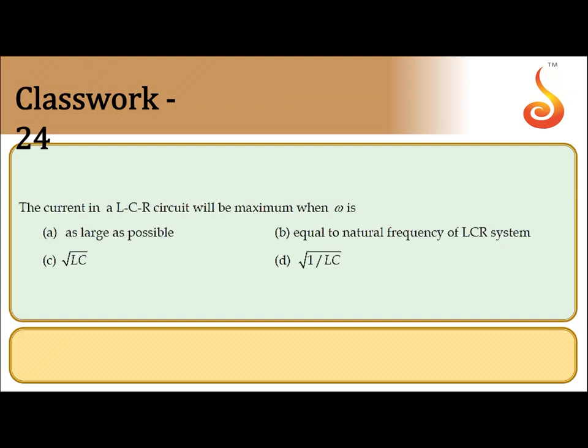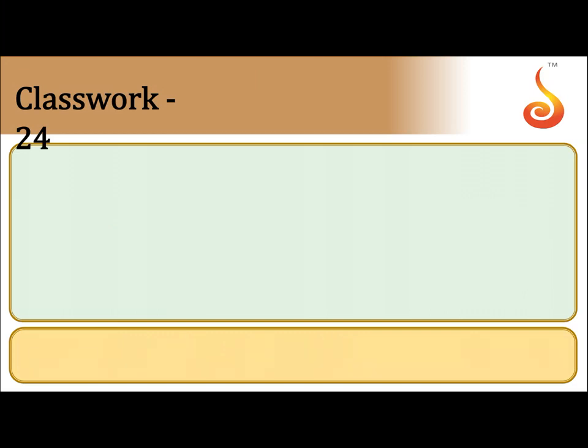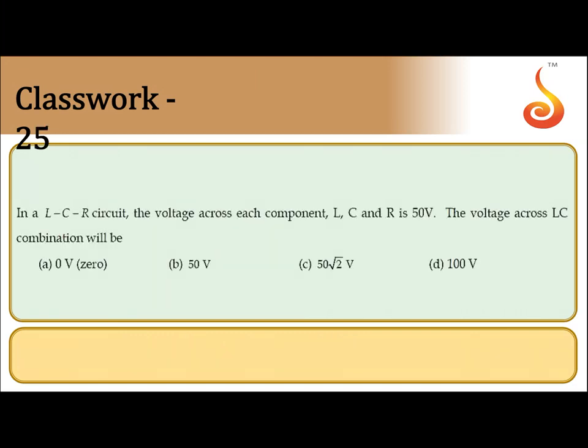So condition for resonance is XL should be equal to XC. At resonance, the current will be maximum. So XL is equal to XC means omega L should be equal to 1 by omega C. So omega square is equal to 1 by LC, which implies omega is equal to root of 1 by LC. That is option D. So this is direct resonance frequency formula. So we'll move on to next one.